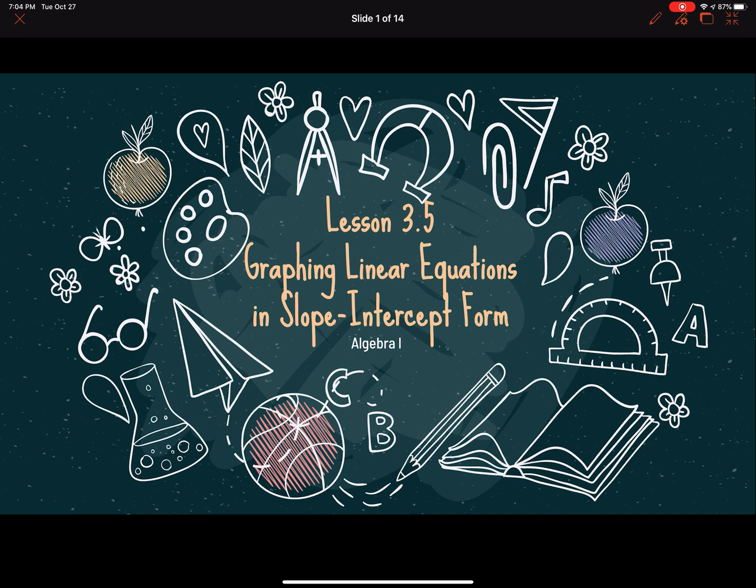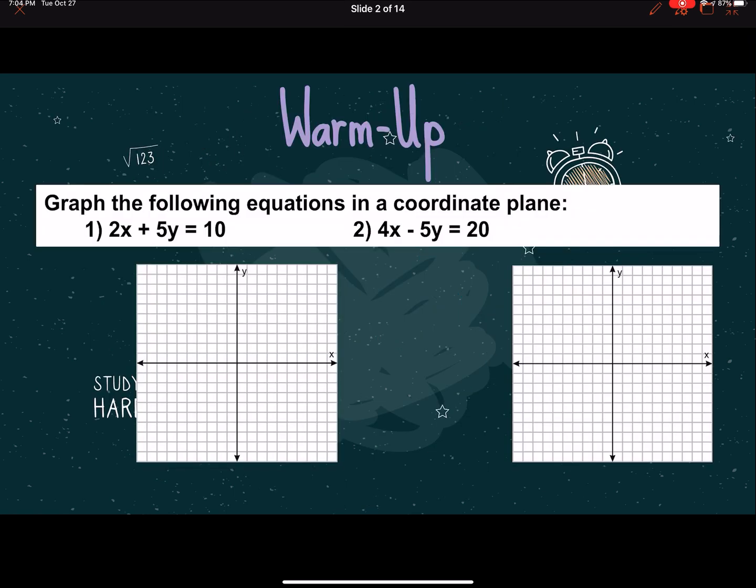We are going to do lesson 3-5 today, graphing linear equations in slope-intercept form. So grab some notebook paper, put your heading on there. Remember, you can pause the video at any time to review, finish, or go back over some things. Let's go ahead and get started here.